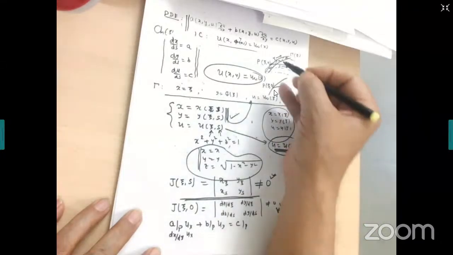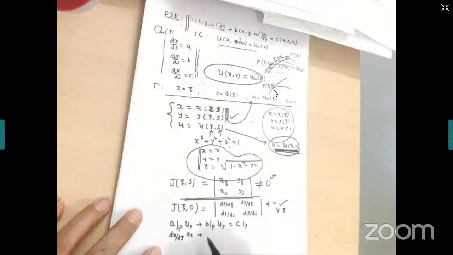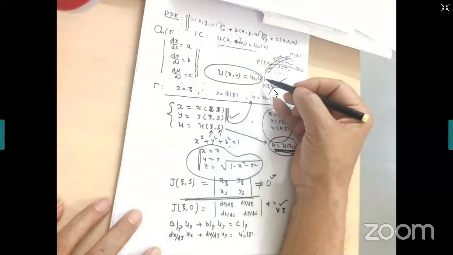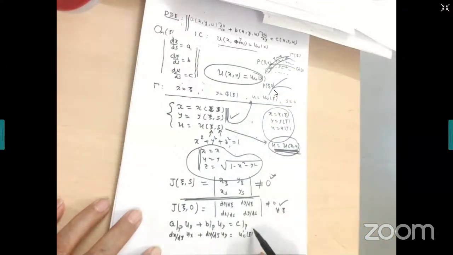Where is dx by dxi? At this point P, plus dy by dxi Uy. This is equal to U0 dash xi. U dash means derivative with respect to xi. Is that right? Now look here, we have got two algebraic equations involving two unknowns, Ux and Uy.